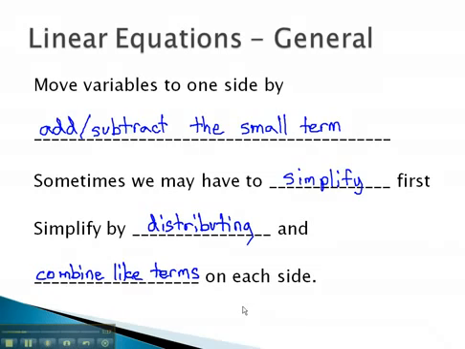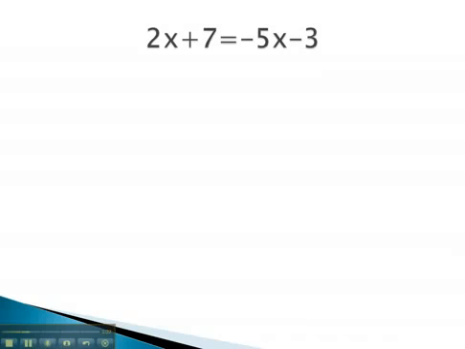On each side. Let's take a look at some examples where we have to get the variable on one side and that we might have to simplify first. In this first problem, we will continue to balance through the equal sign like always, but you notice the variable is on the right and the left.